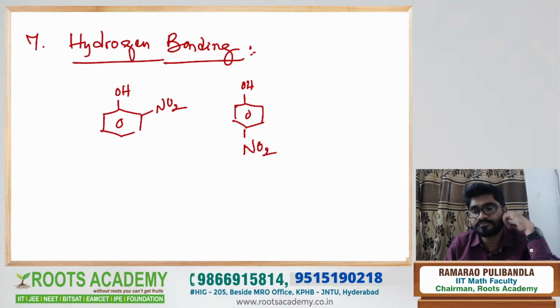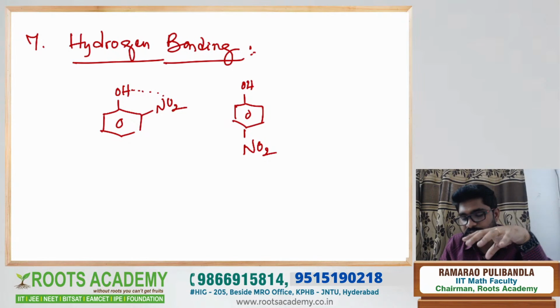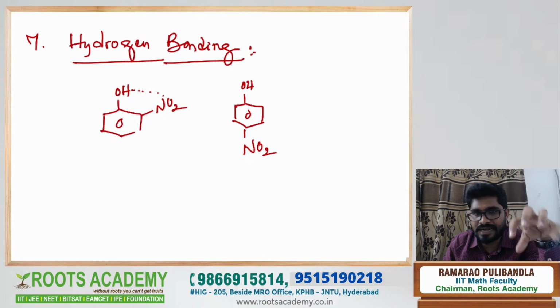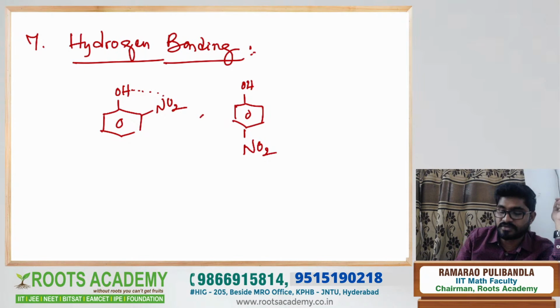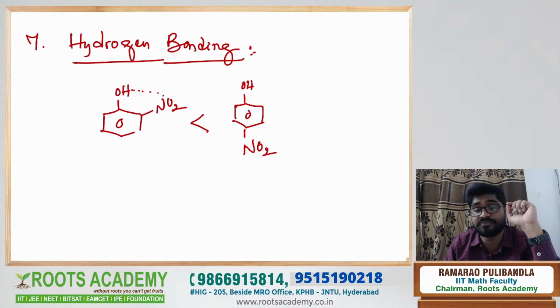Anyone, guys? So see there, here hydrogen bonding is there between this. Due to that hydrogen bonding attraction, that proton can't come out easily. So it will become less acidic compared to this one. So paranitrophenol is more acidic than the orthonitrophenol. Okay, so ortho is less acidic due to hydrogen bonding.